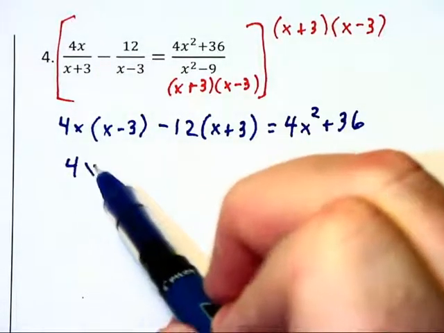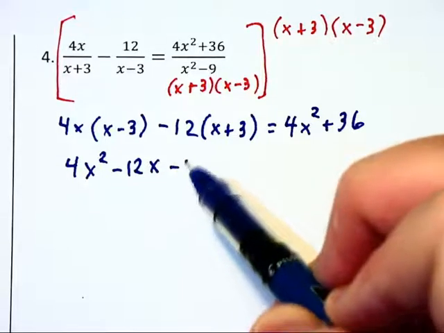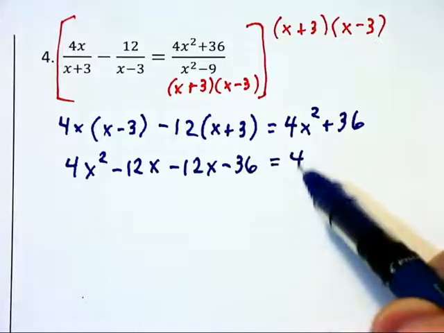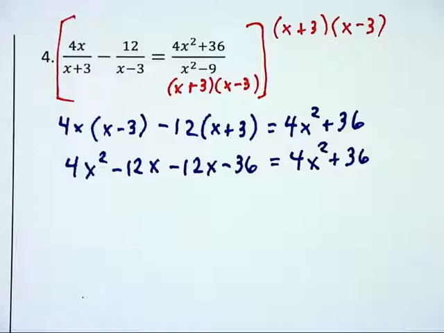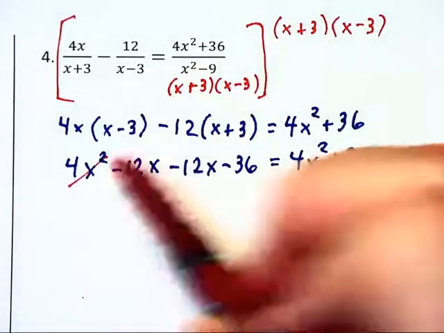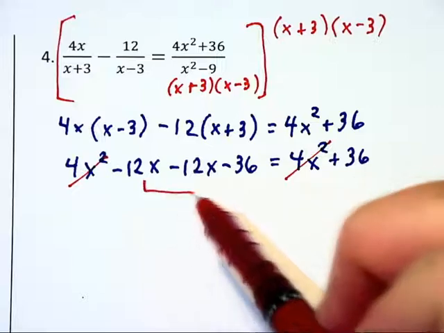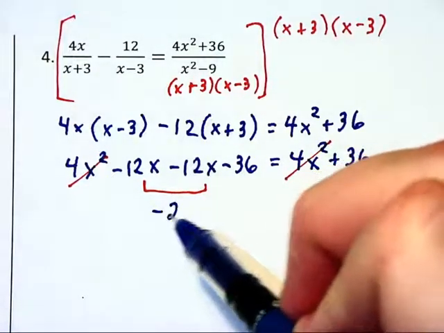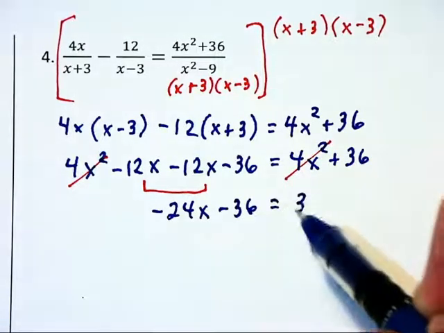We get 4x squared minus 12x, then again minus 12x minus 36 equals 4x squared plus 36. Now it's time to do some cleanup. We notice we can subtract 4x squared on each side. We also notice that we can combine like terms on the left side. This leaves us with negative 24x minus 36 is equal to 36.